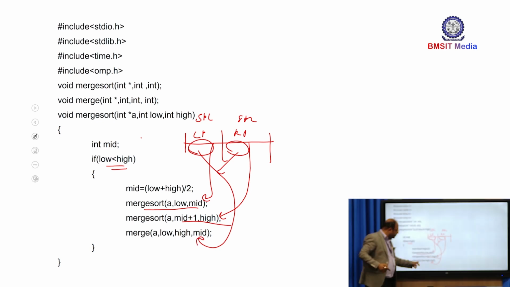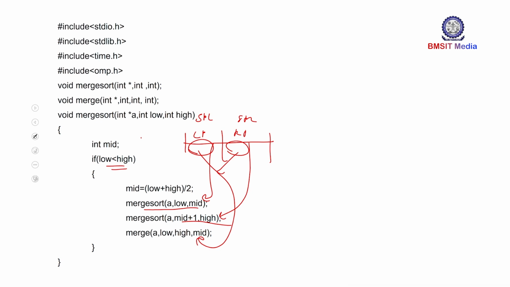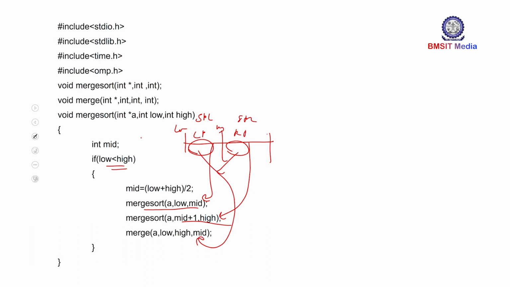That's what we are going to use: merge, a comma low comma high comma mid, because while merging we have to start from low to mid. That's what mid is also included, and from mid to high also, whatever the values are there, we are going to include in the merge algorithm.